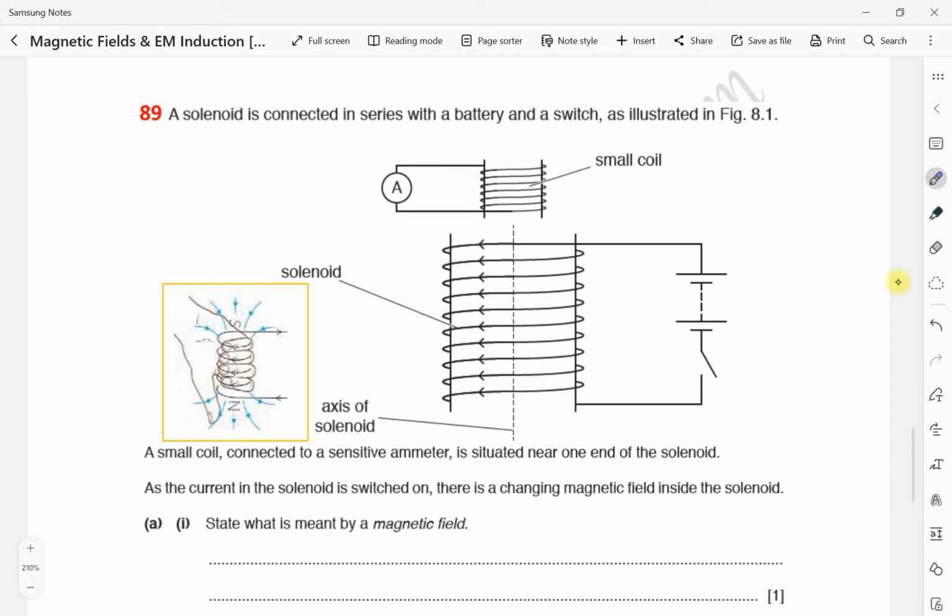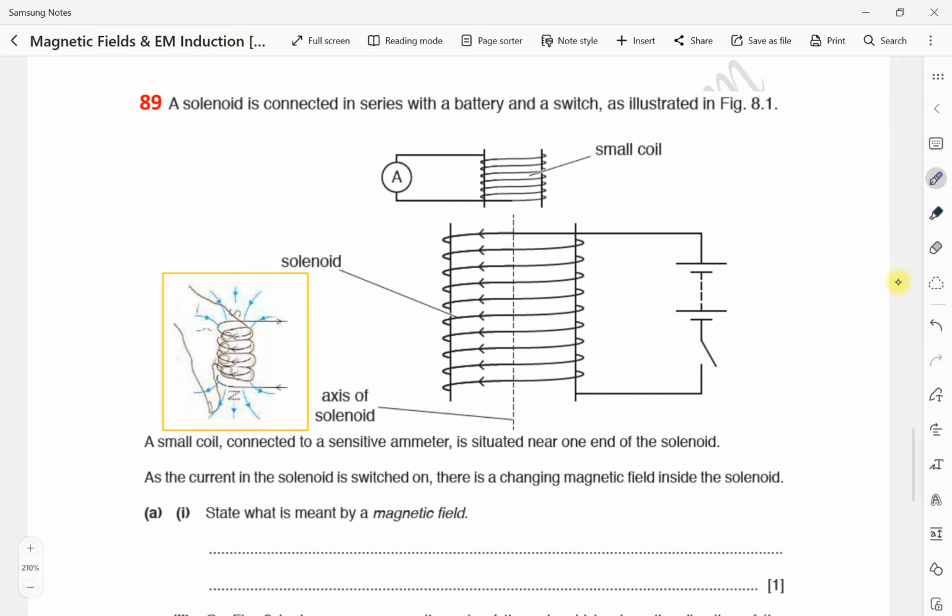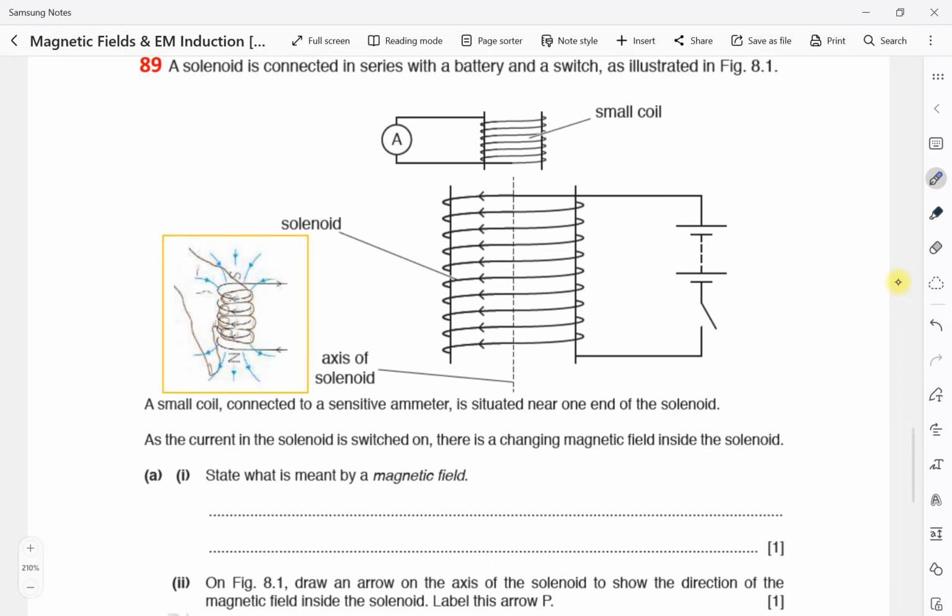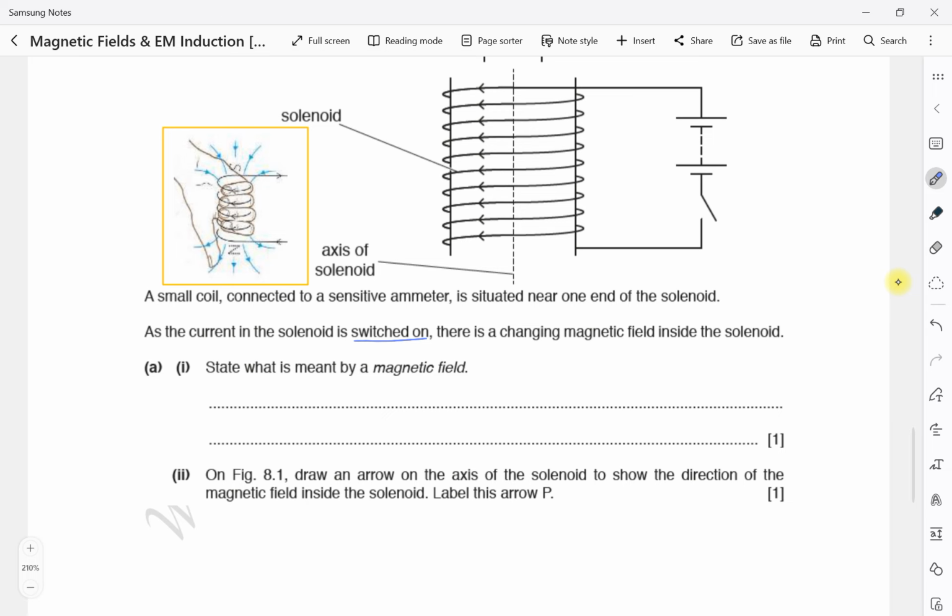A small coil connected to a sensitive ammeter is situated near one end of the solenoid. As the current in the solenoid is switched on, there is a changing magnetic field inside the solenoid. State what is meant by a magnetic field.